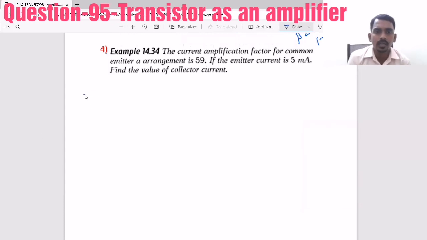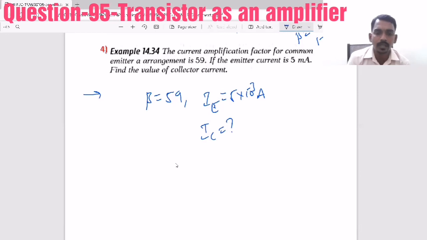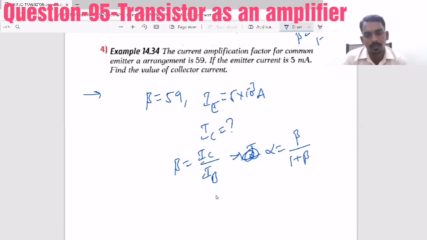Now the next question: the current amplification factor for common emitter arrangement is, common emitter means beta, that is 59. If the emitter current is 5 milliampere, find the value of collector current. See, beta means common emitter, so common emitter means IC by IB. From here first you will find, no, we cannot find from here. So first we have to take alpha. Alpha equals beta by 1 plus beta. Then you will find alpha first.